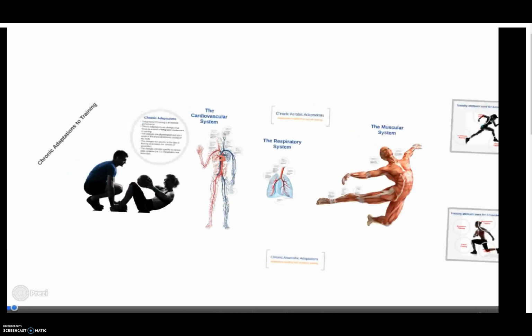The purpose of training is to improve performance, and chronic adaptations are changes that occur as a result of long-term involvement in training. The term chronic is often associated with something negative, but really it means something associated with long-term use. Changes are physiological and are the result of the physical demands placed on the body, and they're specific to the type of training being undertaken, so they're aerobic or anaerobic. The changes are also specific to various body systems, i.e. the cardiovascular, respiratory and muscular systems. So let's look at each one of these in isolation.